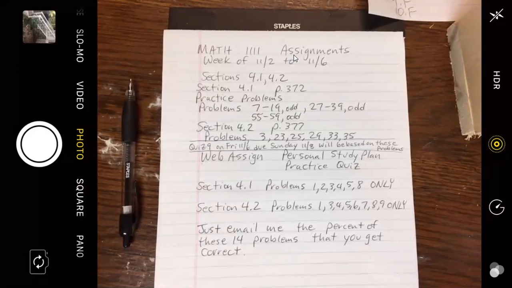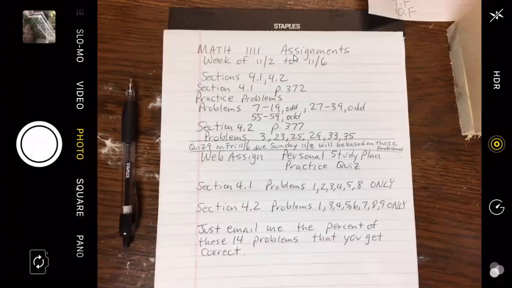And in section 4.1, we have page 372, practice problems 7 to 19 odd, 27 to 39 odd, and 55 to 59 odd. And in section 4.2, we've got problem 3, and then we jump down to some problems toward the back. We'll have quiz 9 on Friday to Sunday, based on these problems.